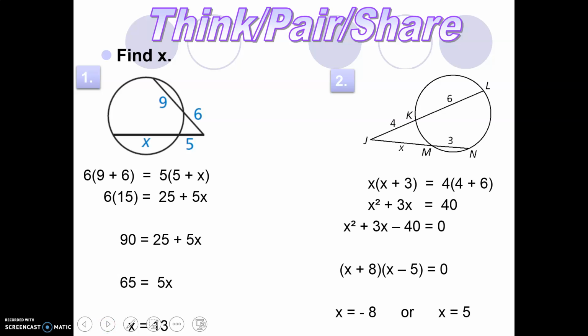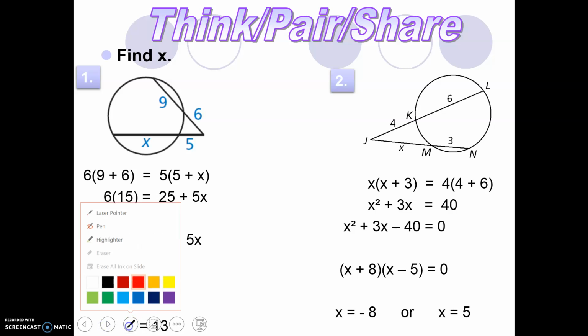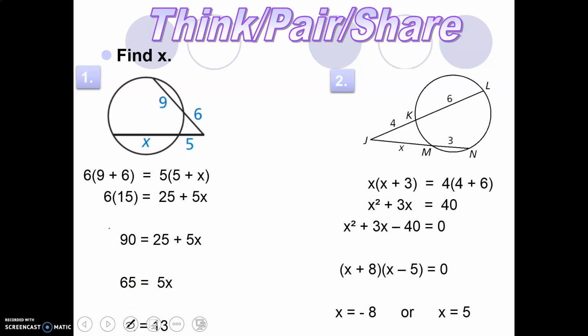So for number 1, notice I took the value of 6 outer times whole. That's what you see on this side. And then on the right side, outer times whole. That's this portion. You have to distribute to get 25 plus 5x. And then use a little bit of algebra here. Subtract 25 from both sides. Divide both sides by 5. And down here, not sure if you guys can see that, but you get an answer of 13.